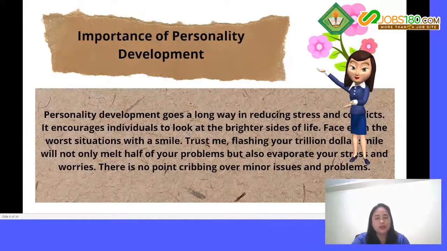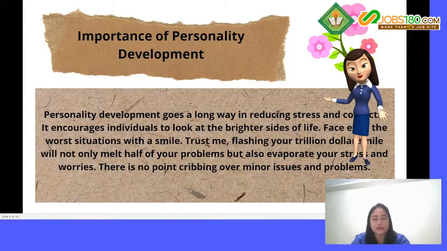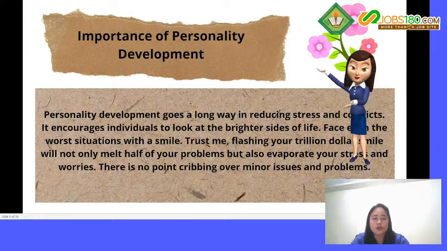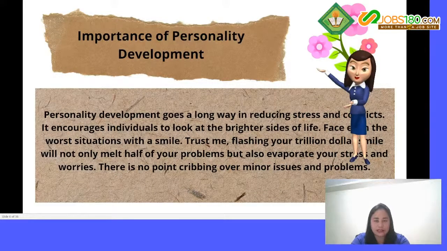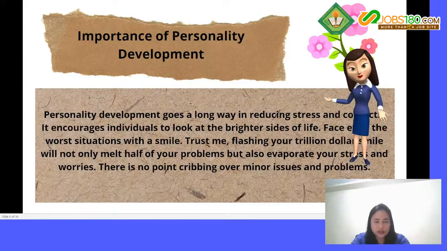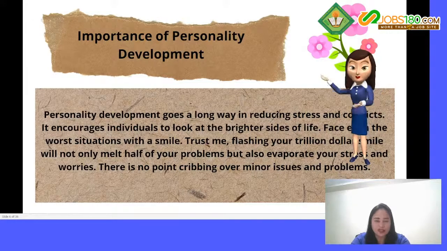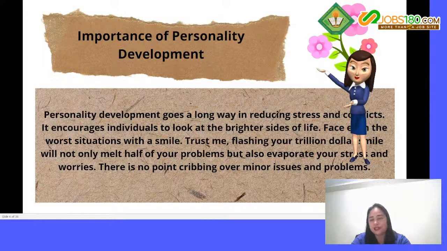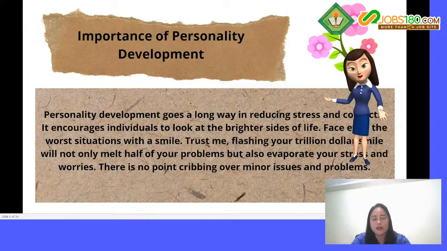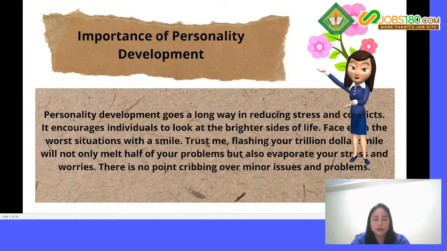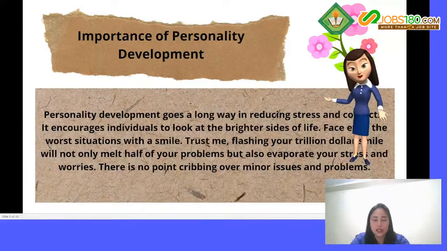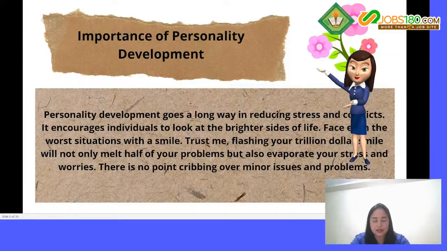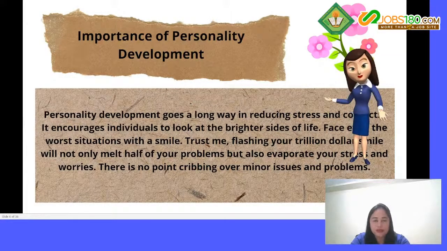Personality development goes a long way in reducing stress and conflicts. It encourages individuals to look at the brighter side of life. Okay? Face even the worst situation with a smile. Kahit worst situation na kailangan natin ang ngumiti. Trust me, flashing your $1 trillion smile will not only melt half of your problems, but also evaporate your stress and worries. Okay. Nakakatulong naman talaga yung pag-i-smile sa mga problema na nakakabawas sa stress.